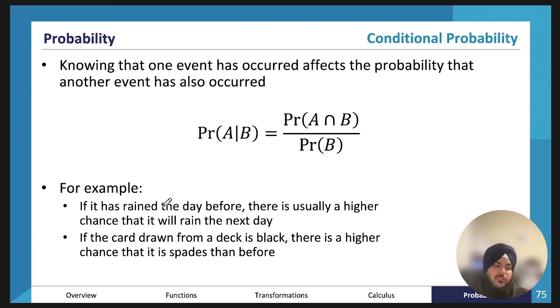For example, if it has rained the day before, there is usually a higher chance that it will rain the next day. If a card drawn from the deck is black, there is a higher chance that it is a spade. So here we have a few scenarios of conditional probability. In the first one, the condition is that it has rained the day before. In the second one, the condition is that the card is black.